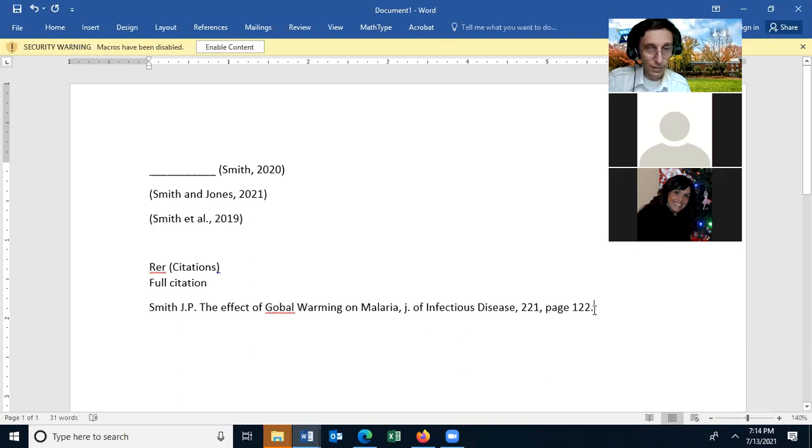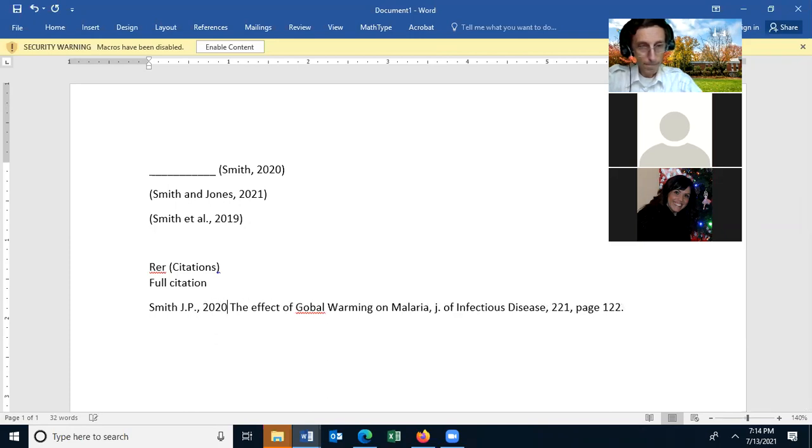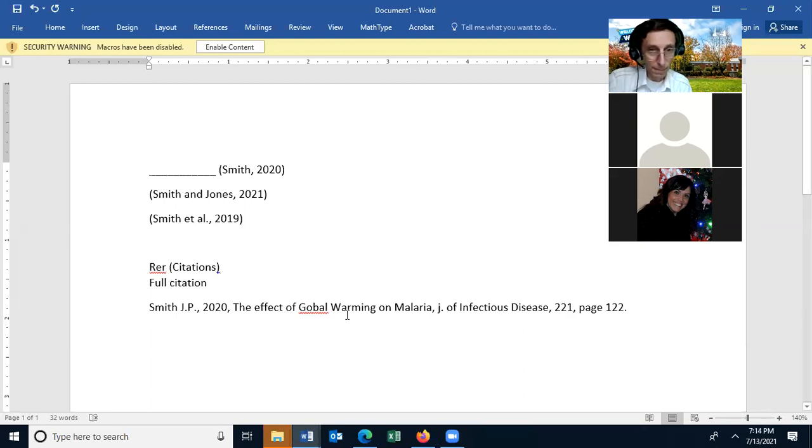If it's a book, you give a slightly different full citation. I want to make sure I've got everything. I don't have everything. I've got to have the year in here, so that was 2020. And then the article name that you got it from, the journal it's from. I suppose that should be a capital J. Volume number and the page number.